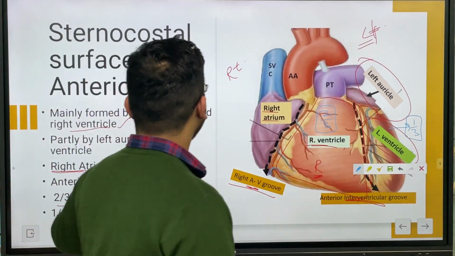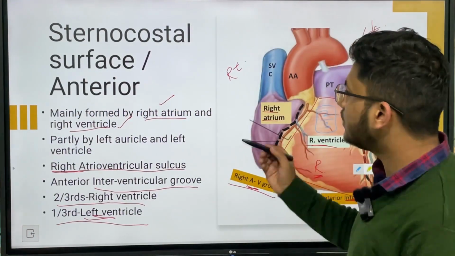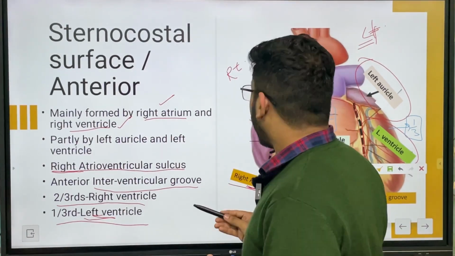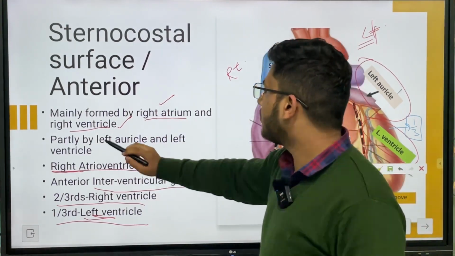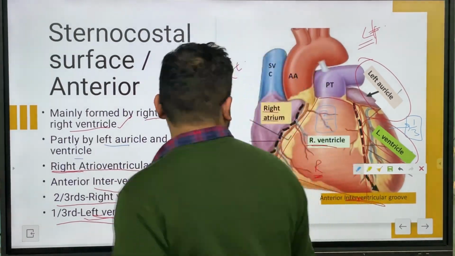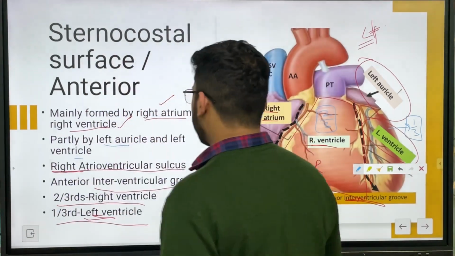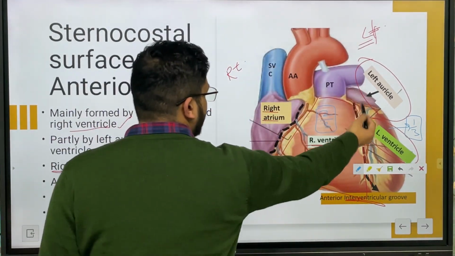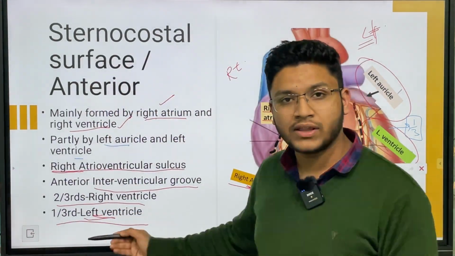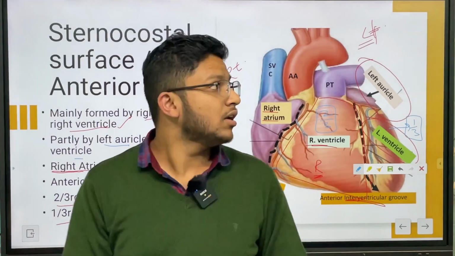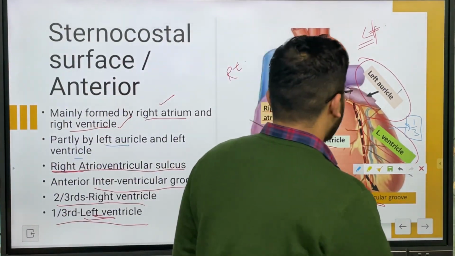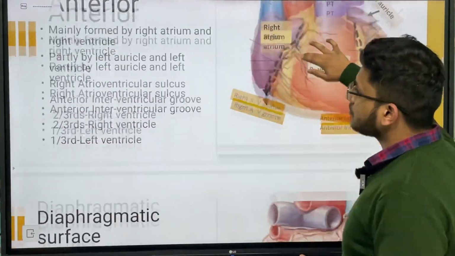So this is what we can see in the sternocostal surface or anterior surface. It is the surface which is towards your ribs, and it is comprised of the right atrium, right ventricle, a part of the left auricle and left ventricle. The right AV groove or sulcus can be seen. The anterior interventricular groove can be seen. 2/3 of your right ventricle and 1/3 of your left ventricle is a part of your sternocostal surface or anterior surface. Now let's move to the next topic.